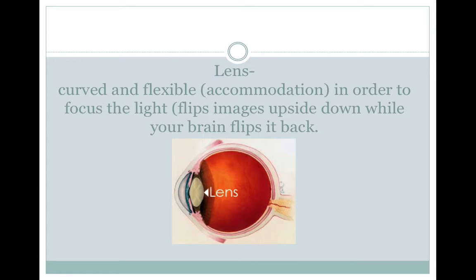Our lens is very curved and flexible. Another name for the lens flexibility is accommodation. You want to have this flexibility in your eyes because it allows for your eyes to focus. It's the lens that actually flips the image upside down while your brain in your visual cortex in your occipital lobe actually flips it back. So you can actually feel the lens change shape or accommodate when you look at far away objects and then look at close-up objects. You can actually feel the change in the lens when it's focusing.